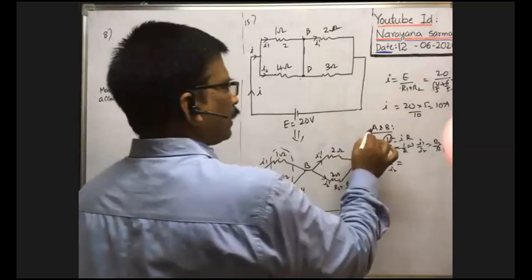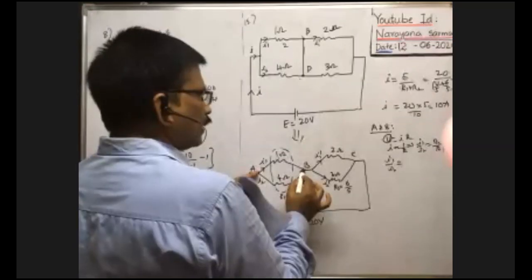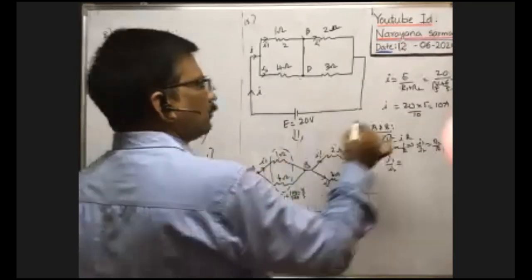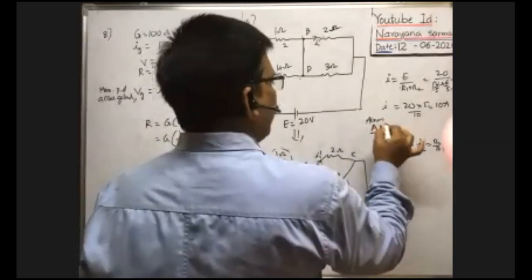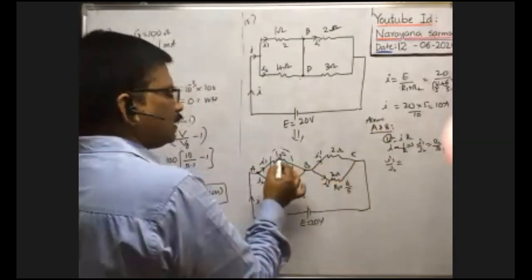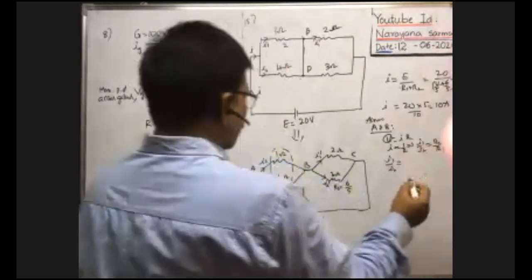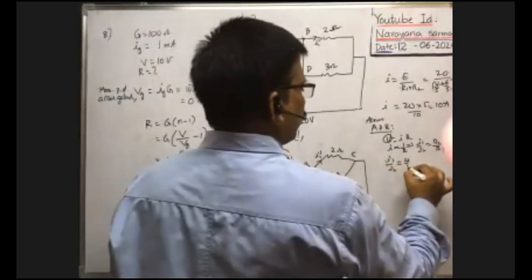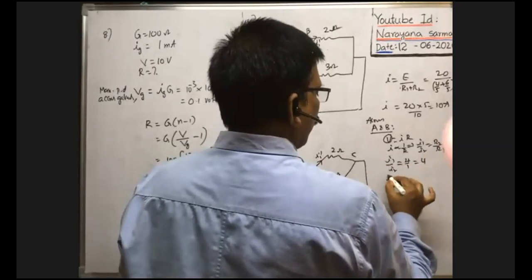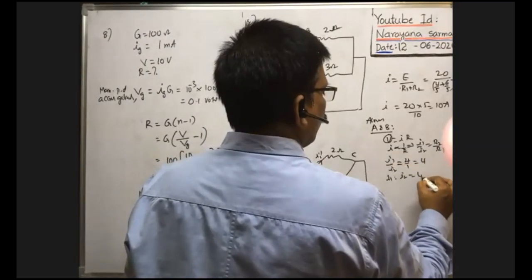That means across A and B, in between these two only. This is R1, this is R2. Now R2 by R1 means 4 by 1, so that is equal to 4. Therefore I1 is to I2 is equal to 4 is to 1.